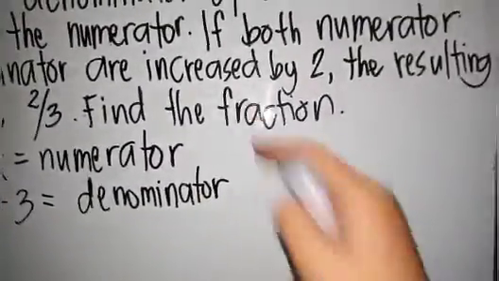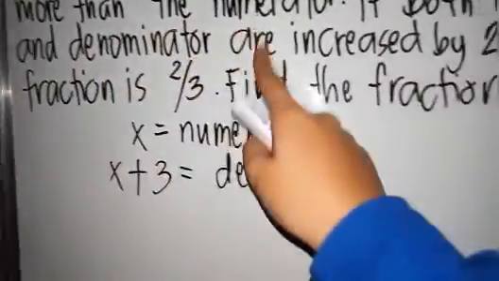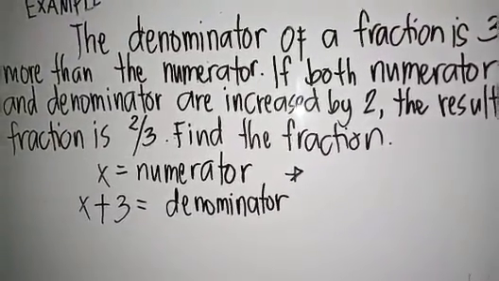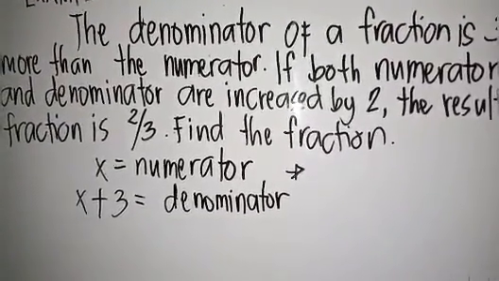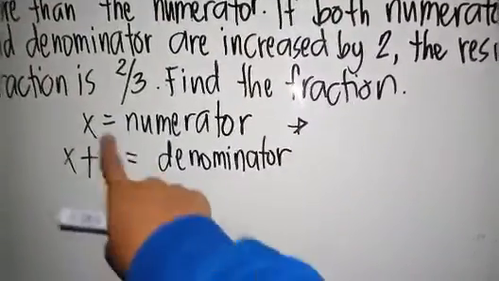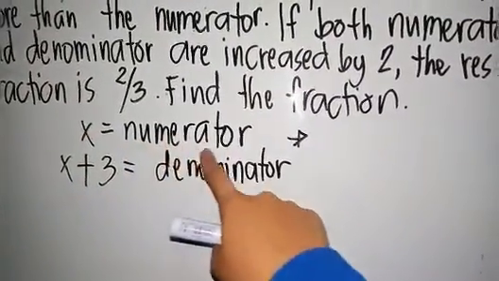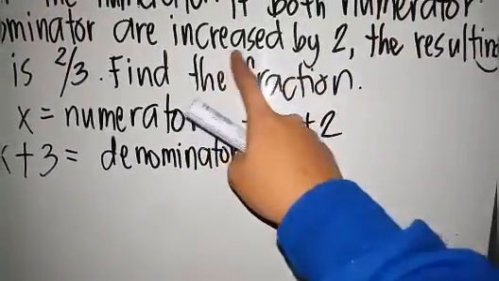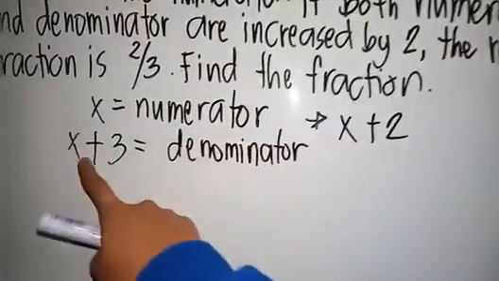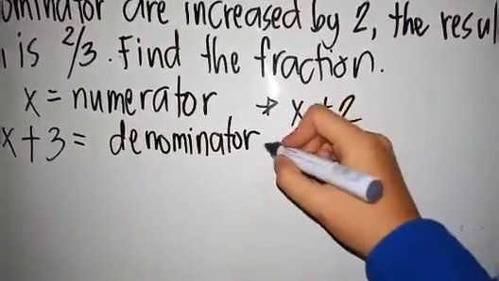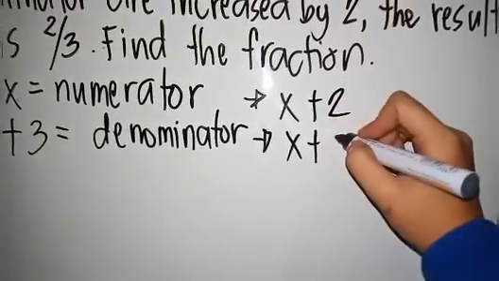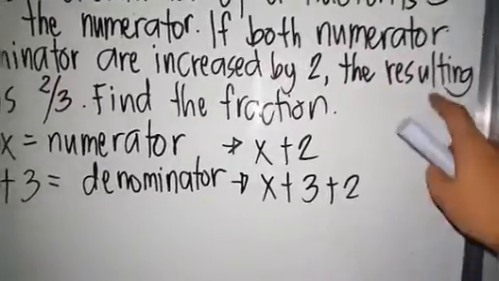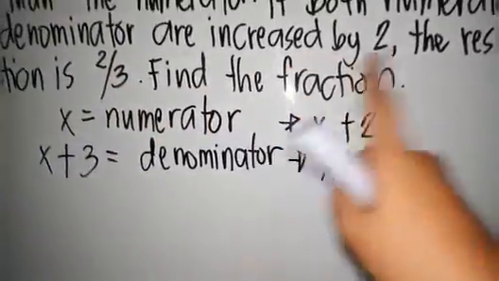Okay, so sabi dito, next, if both numerator and denominator are increased by 2, so mag-i-increase daw tayo ng 2 doon sa ating both numerator and denominator. Ibig sabihin, itong x natin dito na value for numerator will become x plus 2. Kasi nga increase, ibig sabihin mag-add tayo ng 2. Then, the same as the denominator natin. So, ito ay magiging x plus 3 plus 2. Then, after that, sabi dito, the resulting fraction is 2/3.